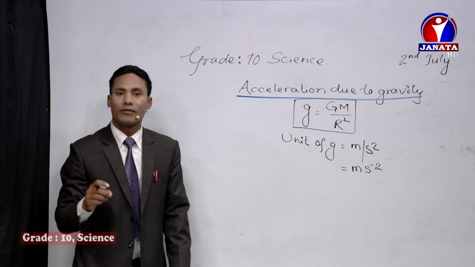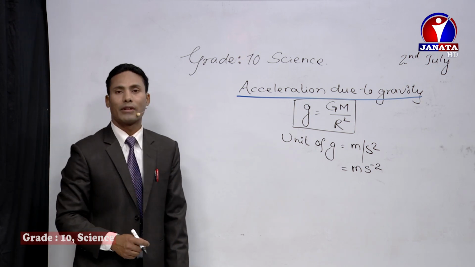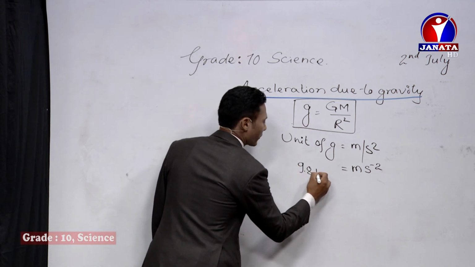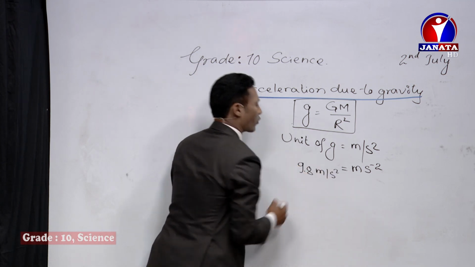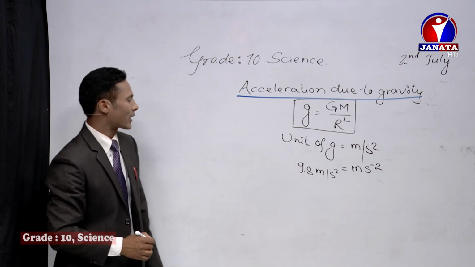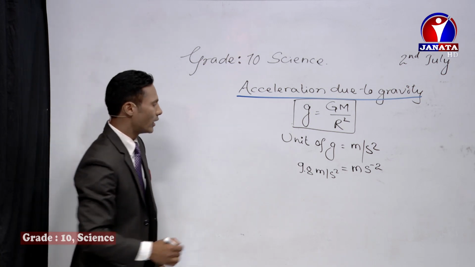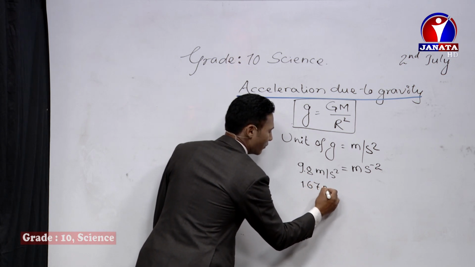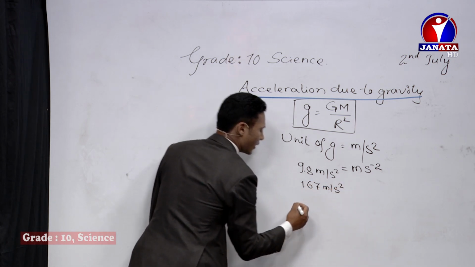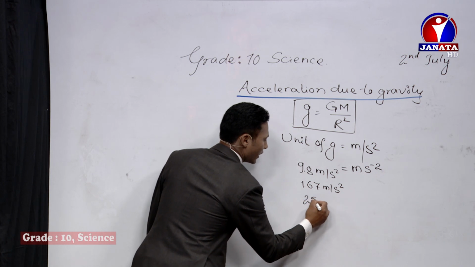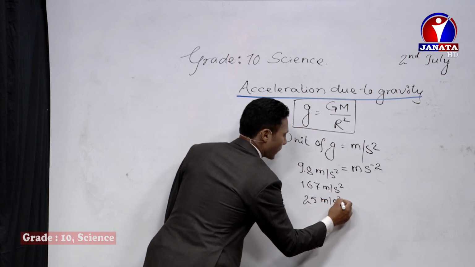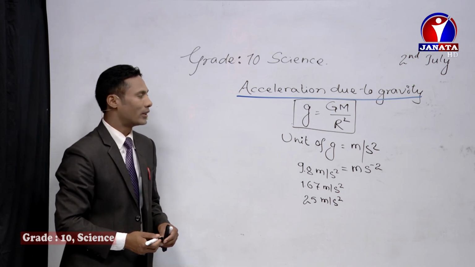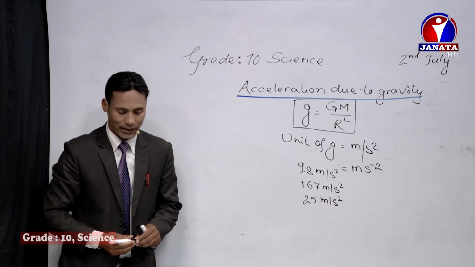The average value of the acceleration due to gravity of Earth is 9.8 meter per second square. That is the average value of acceleration due to gravity of Earth. On the Moon it is 1.67 meter per second square, and on Jupiter it is 25 meter per second square. So these are the average values of acceleration due to gravity on different planets.